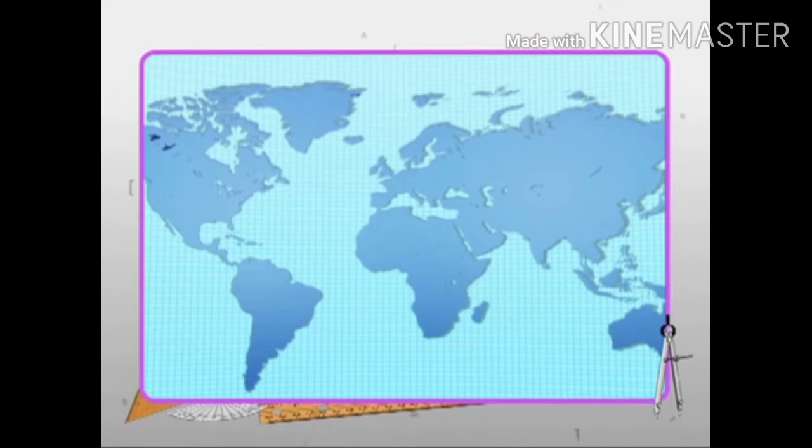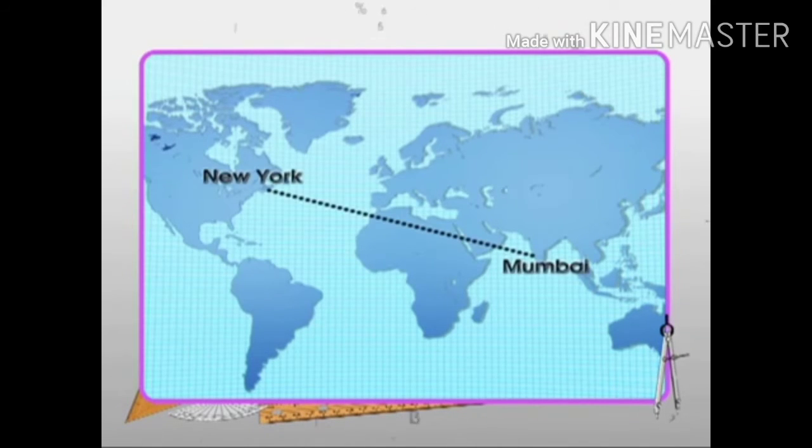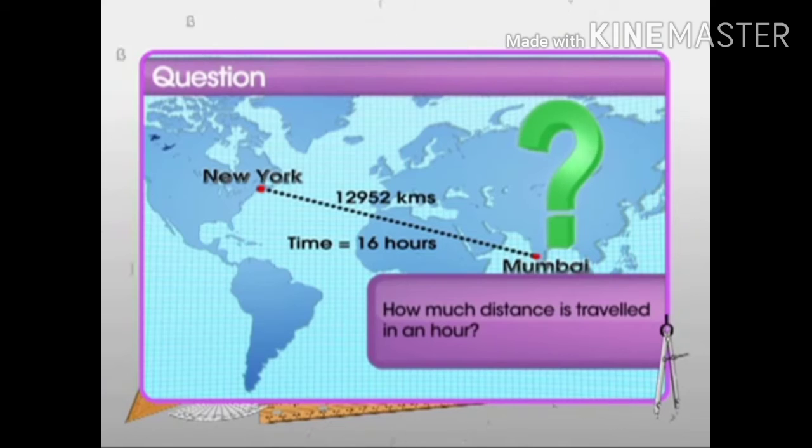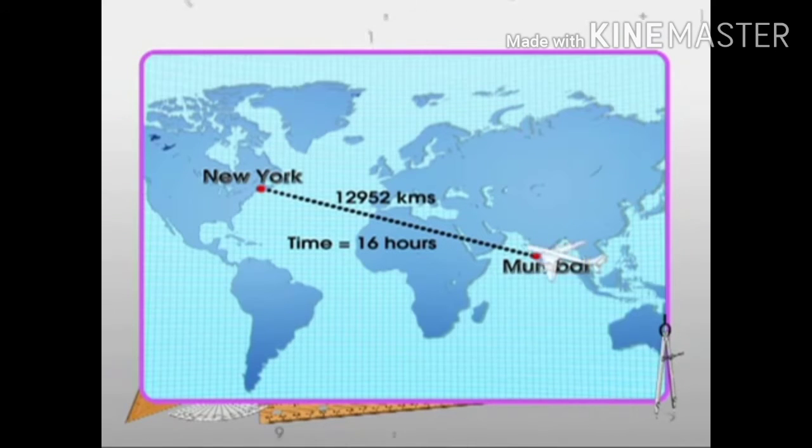Let's begin the module with this illustration. New York is about 12,952 kilometers away from Mumbai, and it takes 16 hours to reach there by a non-stop flight. Is it possible to know how far one would travel each hour? If we assume that the Mumbai-New York flight is non-stop and flies at a constant speed, then distance-time graph can help us know that. Wondering how?